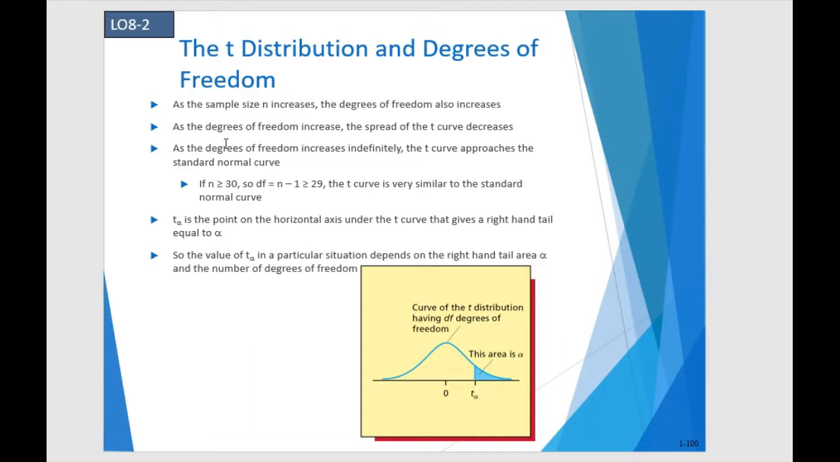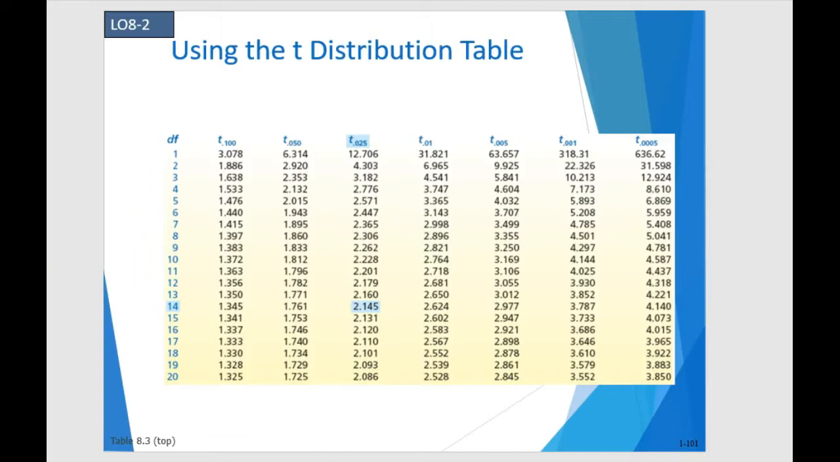So the inside part of the t-table is going to be t-values, right? That's not the same as the normal distribution, where the inside of that table were probabilities, and the outside was the z-values. So the value of t alpha in a particular situation depends on the right-hand tail area alpha and the number of degrees of freedom. This is what this table looks like.